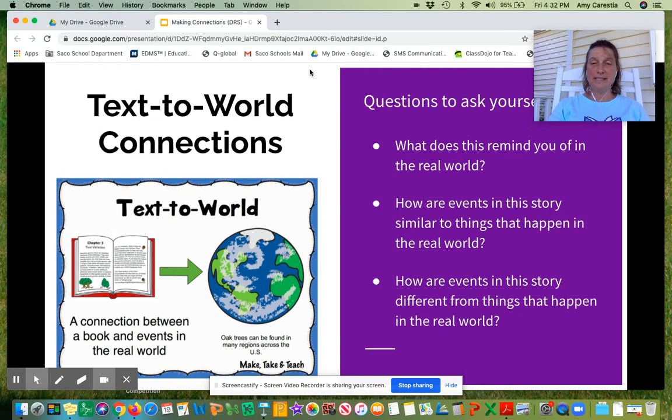Or how are things in this story, such as events, different from things that have happened in the real world. So again, if you were reading about, I believe there's a book called Fever, and it's about yellow fever. And that's kind of like a scientific anomaly where people were plagued with this illness that they didn't know about. You could make a text to world connection reading Fever to today's COVID-19.